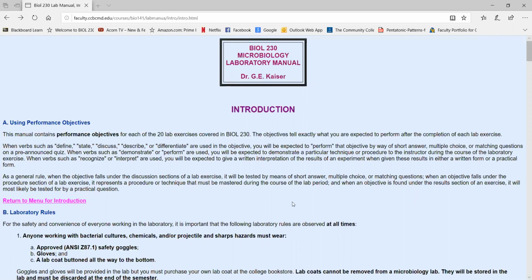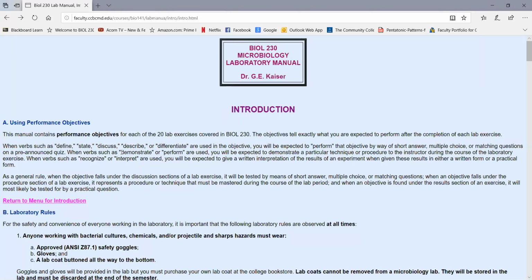Now let me remind you that at the end of every lab exercise, there are a list of performance objectives that tell you what you need to know for the lab quizzes in the laboratory portion of the course. And there are several categories of objectives. Many of them begin with verbs like define, state, discuss, describe, or differentiate. And when these are used, you would be expected to be able to answer that by means of a short answer, multiple choice, or matching question on our lab quizzes. So we do cover a fair amount of content in our lab.